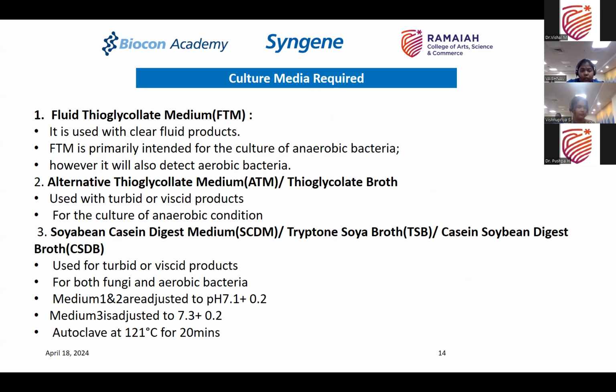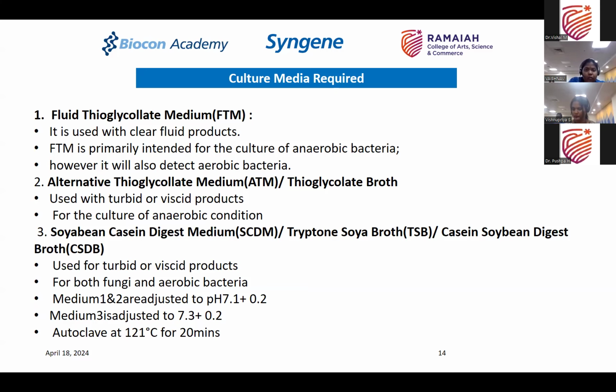One more thing I would like to emphasize is, especially for the growth of fungi, the pH should always be slightly acidic, around 6.5 or so. If it is bacterial isolation, the pH is always 7. The incubation temperature for bacteria is around 37 degrees Celsius. For fungi, 25 to 30 degrees Celsius is the optimum temperature.